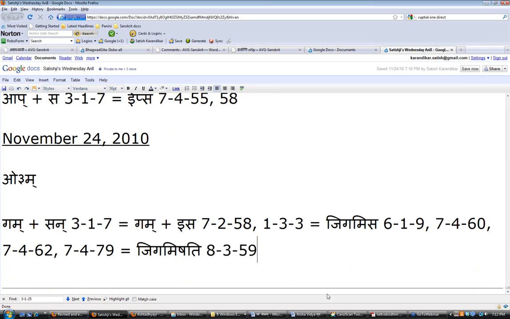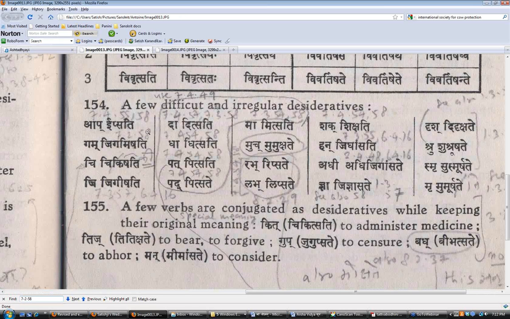Okay, let's go to the next dhatu. Just save this thing. Okay. Now the next dhatu, what do we have? We have dhatu chi. So chikishati. Okay, there must be some special karyam here, right? Chikishati. There's a typo in the book, please correct that.